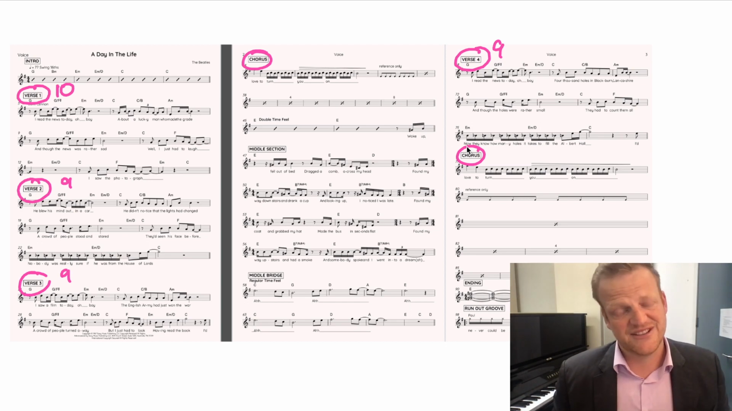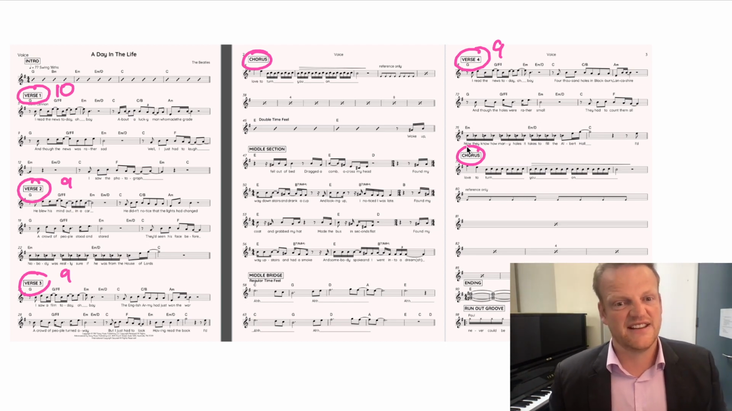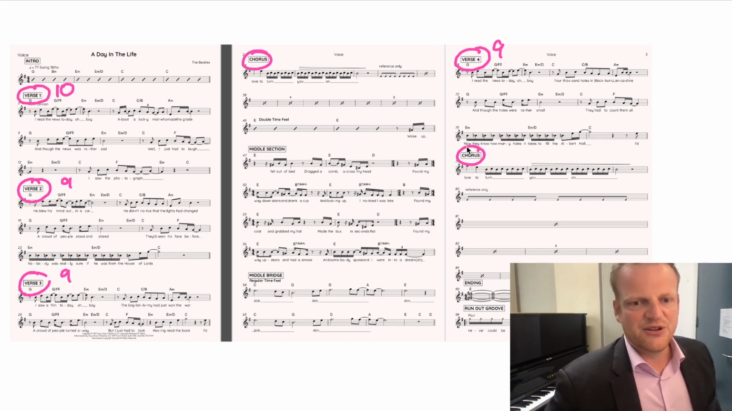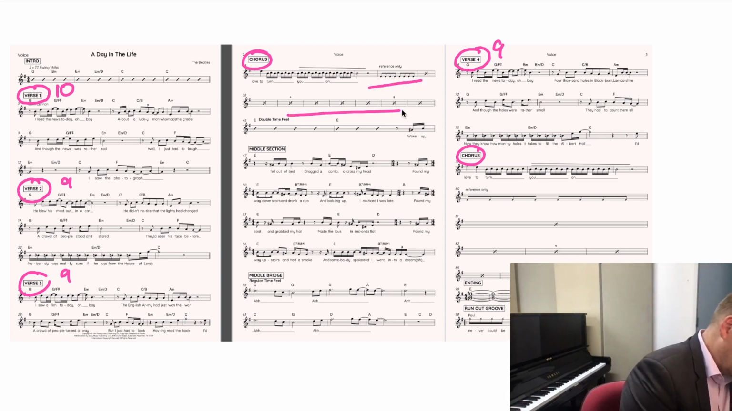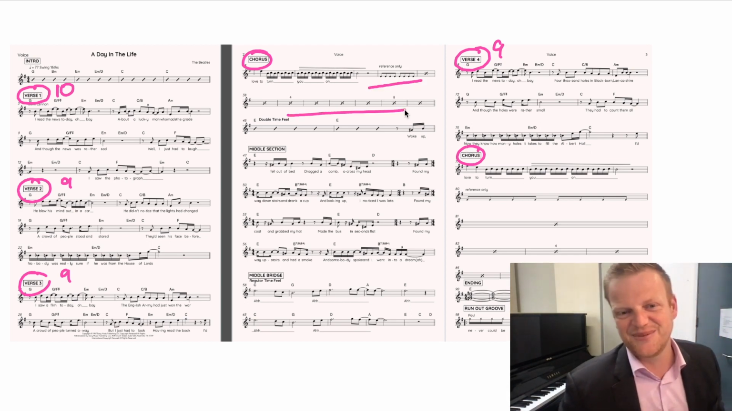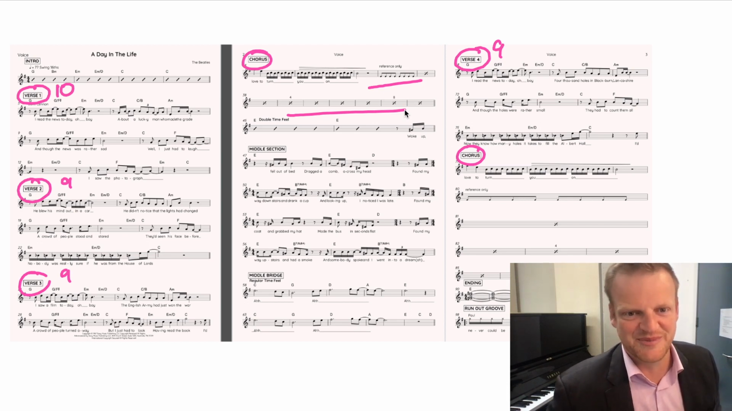So if it wasn't for that, I don't even think you would necessarily know that that is the chorus. And also the chorus has this big crescendo in it. It's an unusual chorus, put it that way.